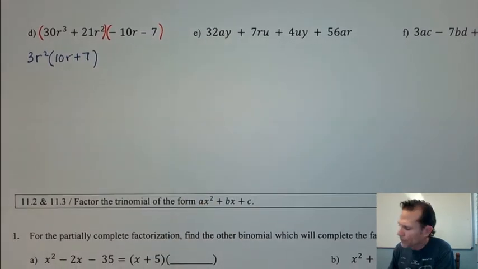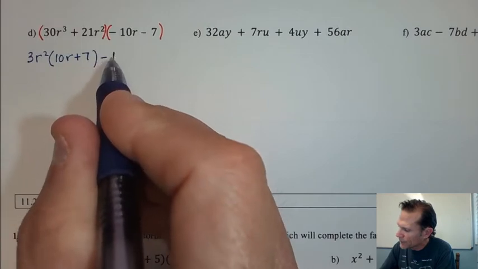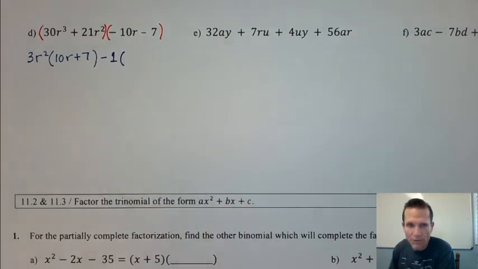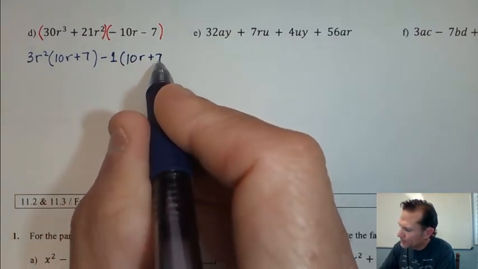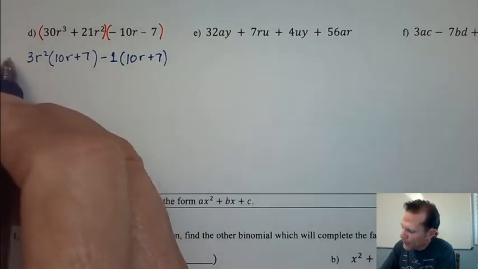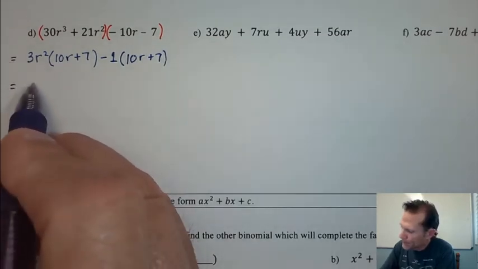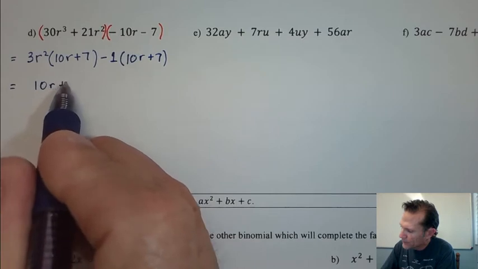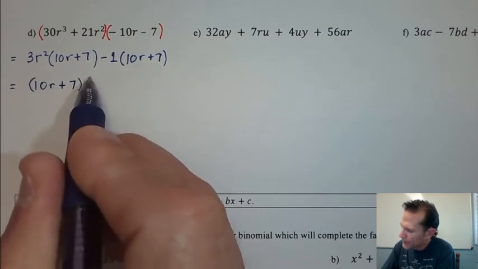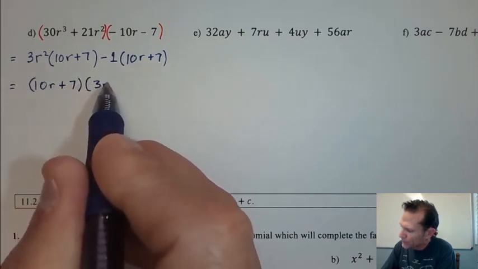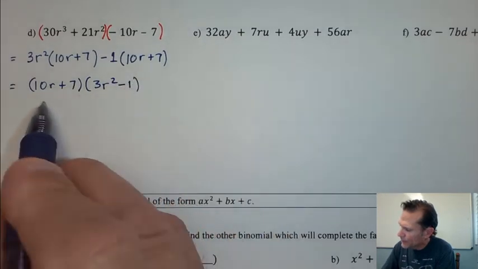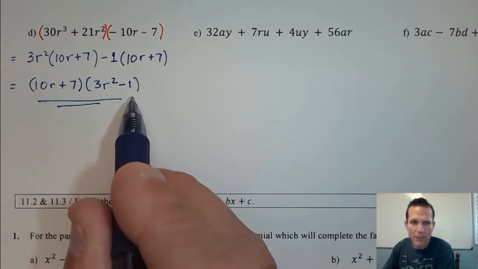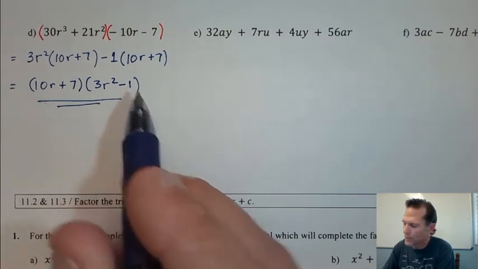In the second group, I can factor out a negative. It's a good idea if you just factor out a negative to put a placeholder of -1. And then I have 10r plus 7. We can see our common binomial of 10r plus 7. And then we can write our remaining terms in the second binomial. And you can see where that -1 helps us fill in the second binomial. Okay.